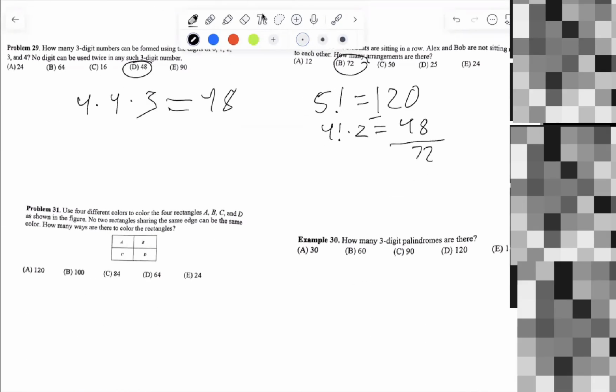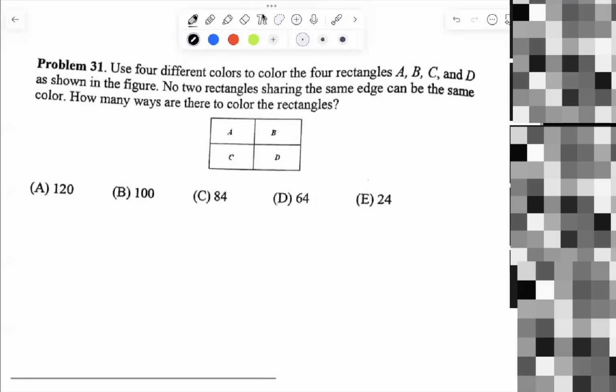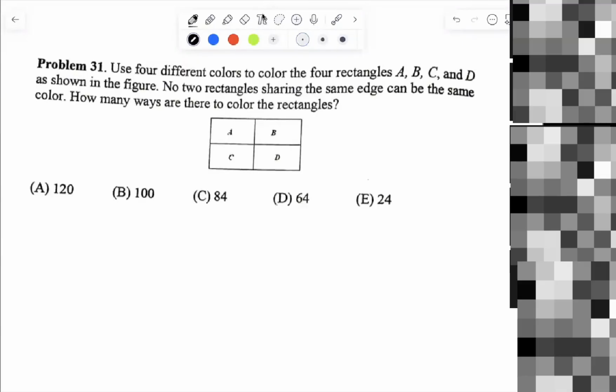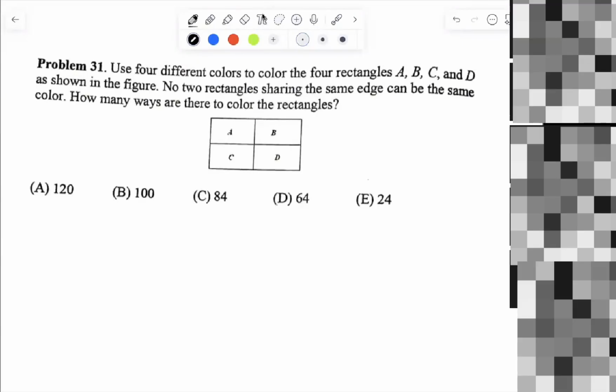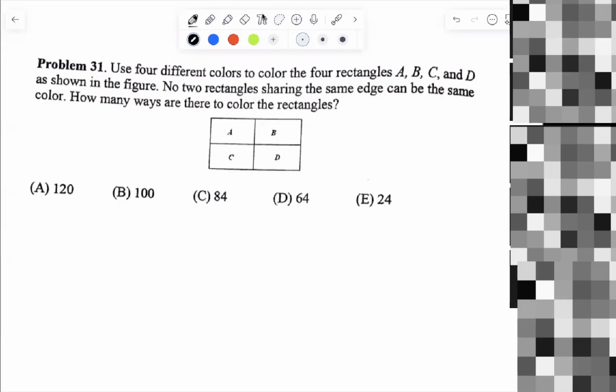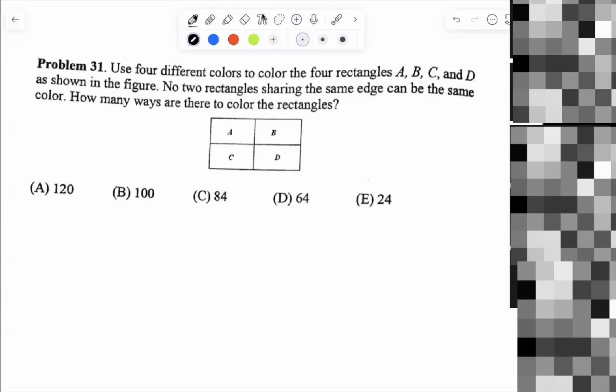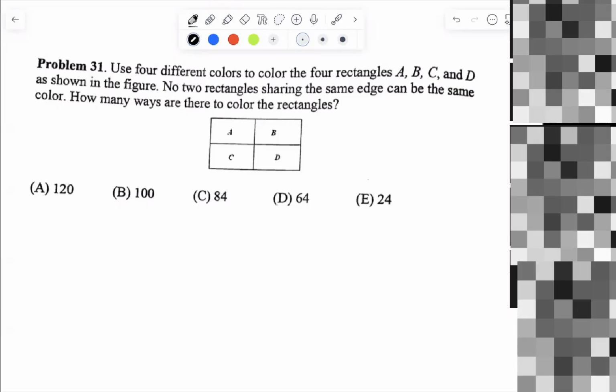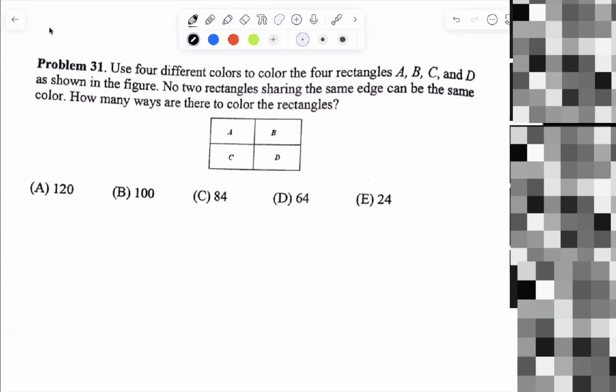Alright, now let's move on to problem 31. Using four different colors to color the rectangles A, B, C, D as shown in the figure, no two rectangles sharing the same edge can be the same color. How many ways are there to color the rectangles? Let's have a try at this question and tell me your answers in chat.